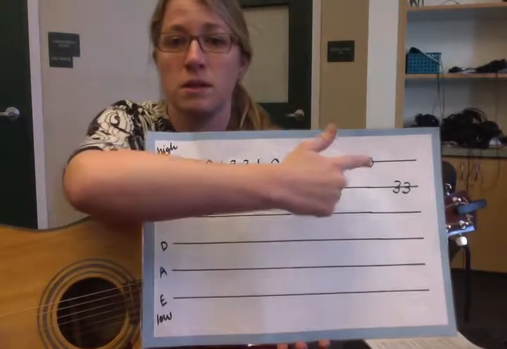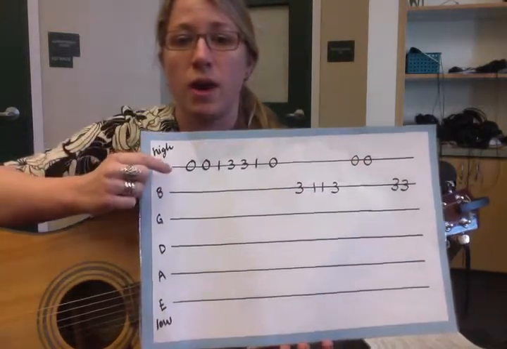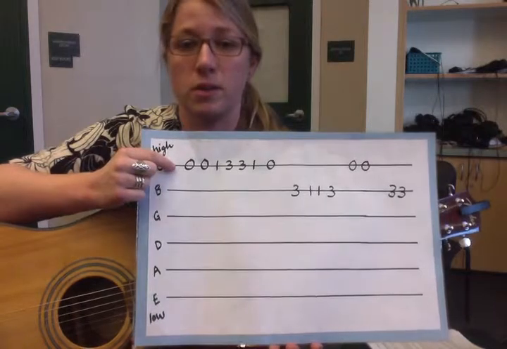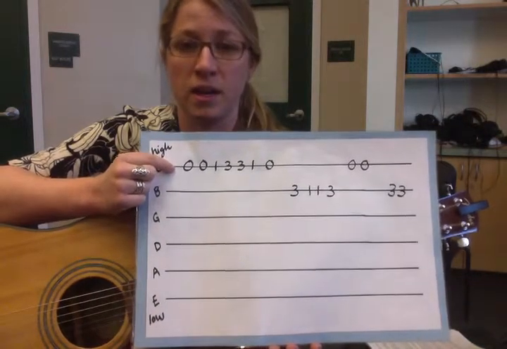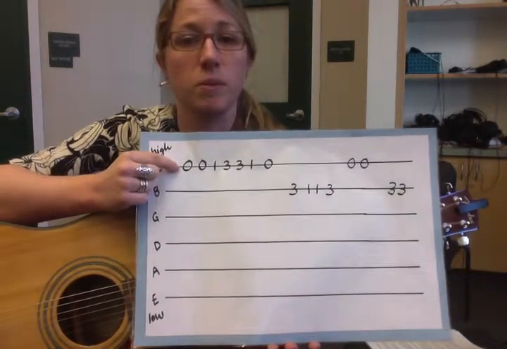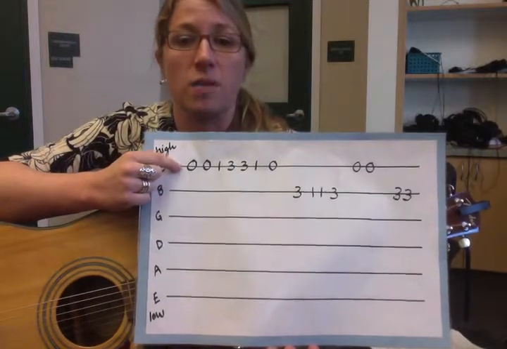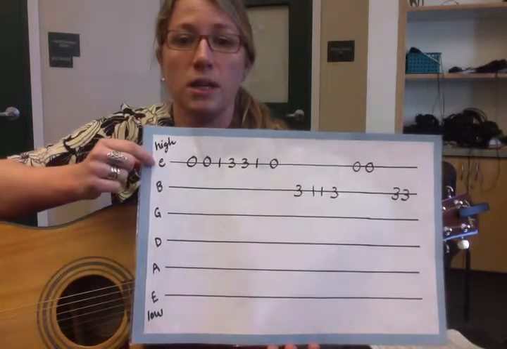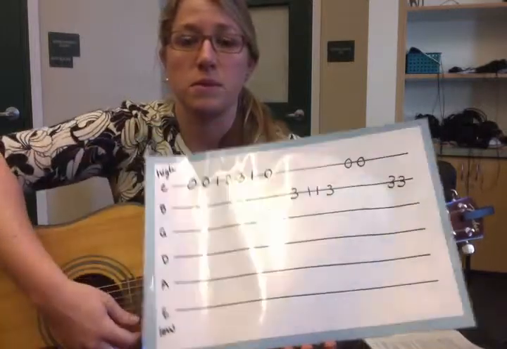In order, reading from left to right. So I have a melody written here. This will be a familiar melody to you. It starts off with a 0, and 0 means open. So you're going to start off by playing this melody, open E string 2 times.